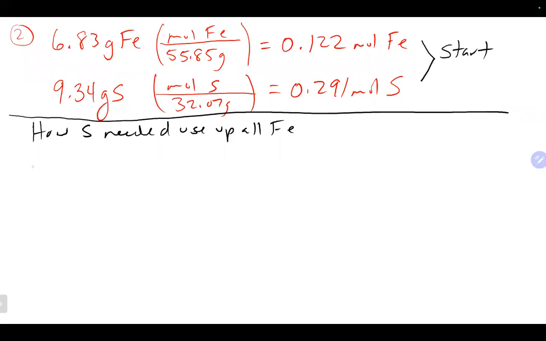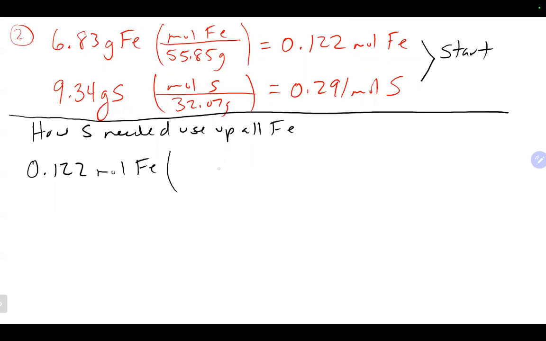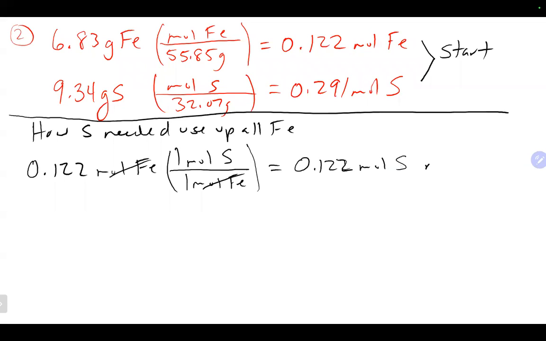So starting with my iron, which I want to use up, 0.122 moles of iron, going to the balanced equation, which as we can see is a 1-to-1 relationship between those two in the balanced equation. We would use our stoichiometry here, 1 mole of iron on the bottom, 1 mole of sulfur up on top. Those guys cancel. And it tells us that we would need to put in there 0.122 moles of sulfur is needed. Questions on that calculation there?